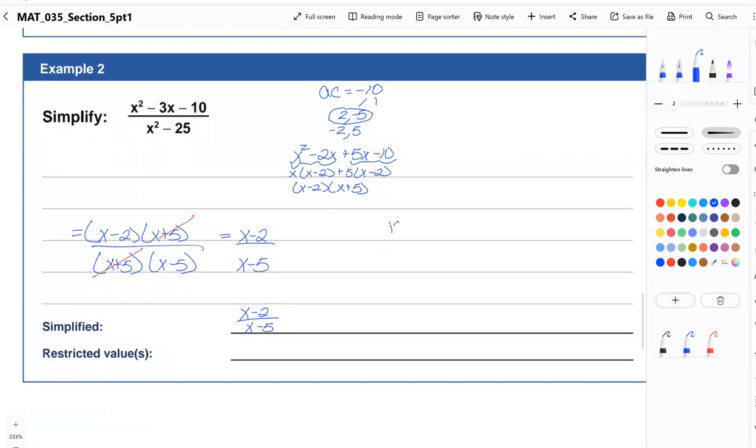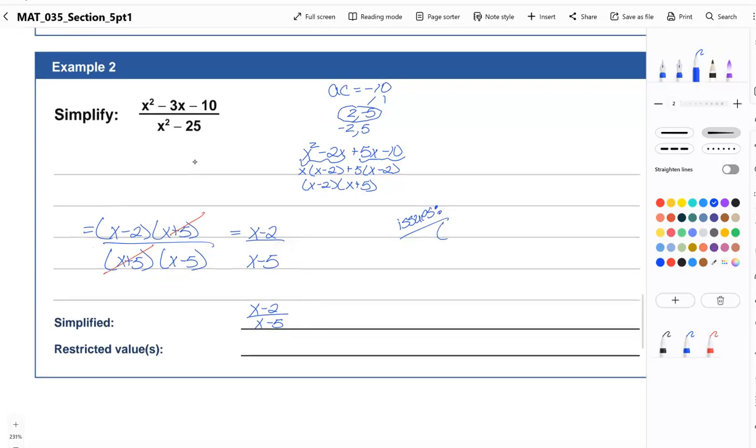Restrictions are going to come from setting that denominator equal to 0. We're going to think about the domain in terms of the original. So I need to know where x squared minus 25, which is the same as x plus 5 times x minus 5, is equal to 0. I'm going to set each factor equal to 0. So negative 5 is a problem and positive 5 is a problem. So x cannot be equal to negative 5 or positive 5.